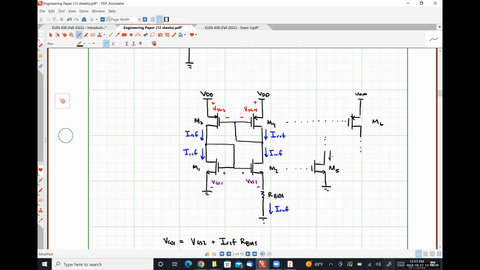So this guy should be carrying a current of IREF. This guy should also be carrying a current of IREF. So we can use this to really copy anything we could potentially want.